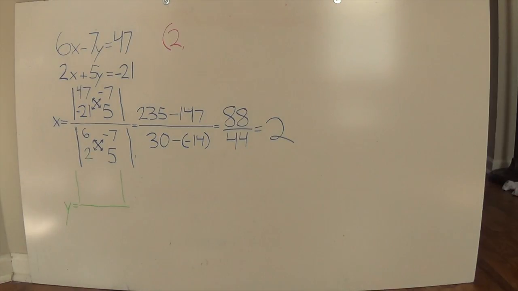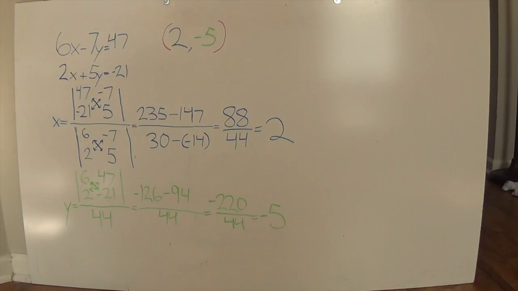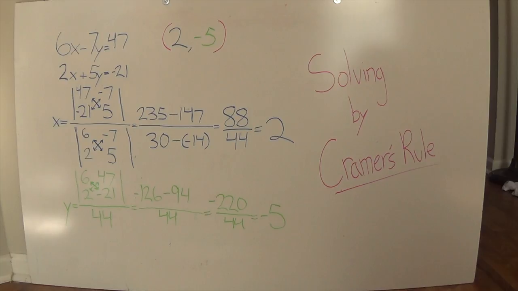Your next step is to figure out the y value. The denominator is always going to stay the same for your same system of equations, so you don't have to figure it out again. So you drag the 6 and the 2 down and put it into the x column because this time you're solving for y. And so you take the 47 and the negative 21 and plug them into the y column. Then you would put 44 as your denominator. Negative 21 times 6 is negative 126. 47 times 2 is 94. So negative 126 minus 94 equals negative 220. Negative 220 divided by 44 equals negative 5, and you just found your y value. And this is solving by Cramer's rule.